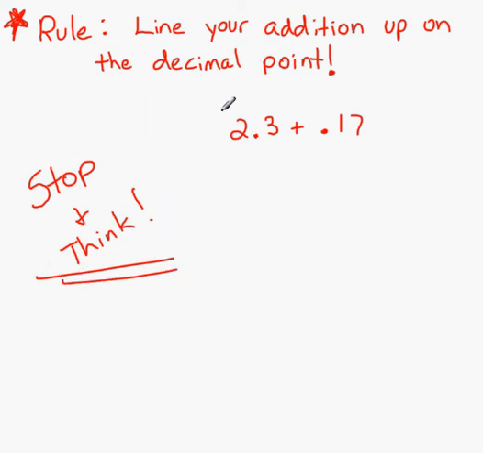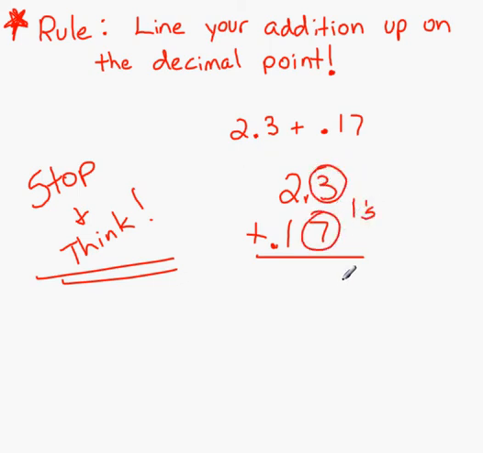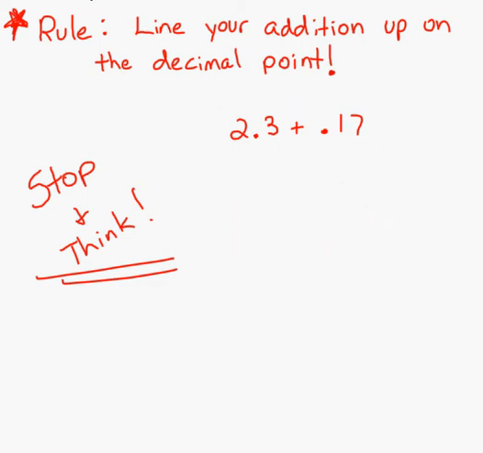Because what you may have wanted to do is just line these up by that last digit and add them. But the problem is the 3 and the 7 are not 1's place value. They don't have the same place value, so you can't use them. So we line it up by the decimal point. We take 2.3 and we add it to 0.17, and that looks weird.